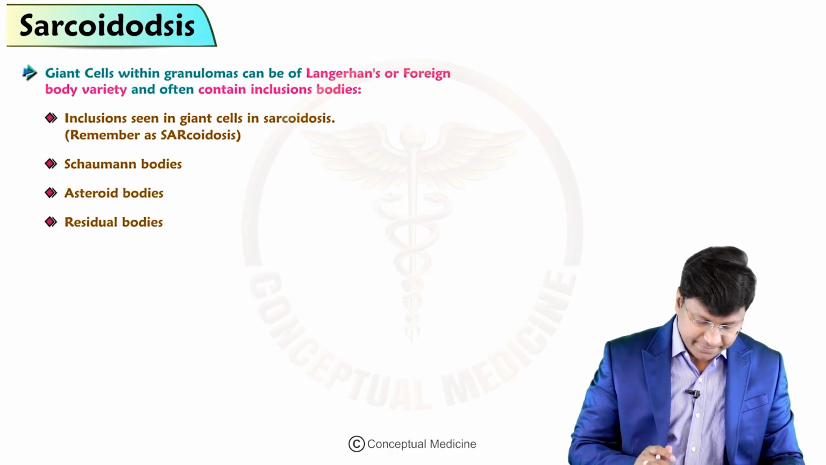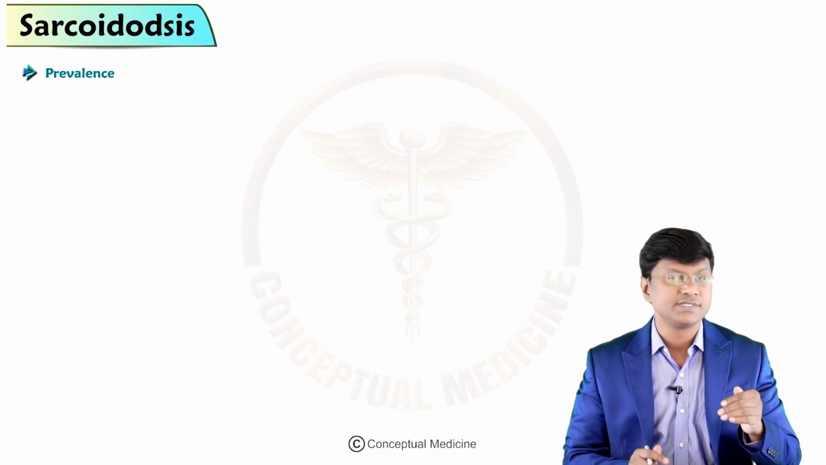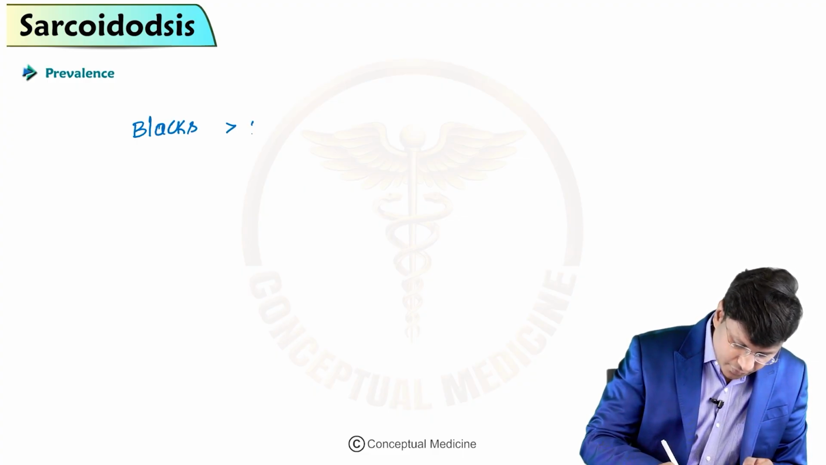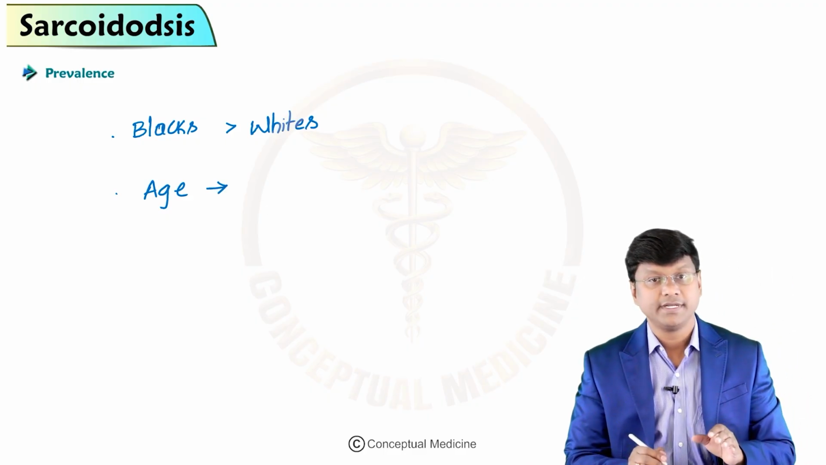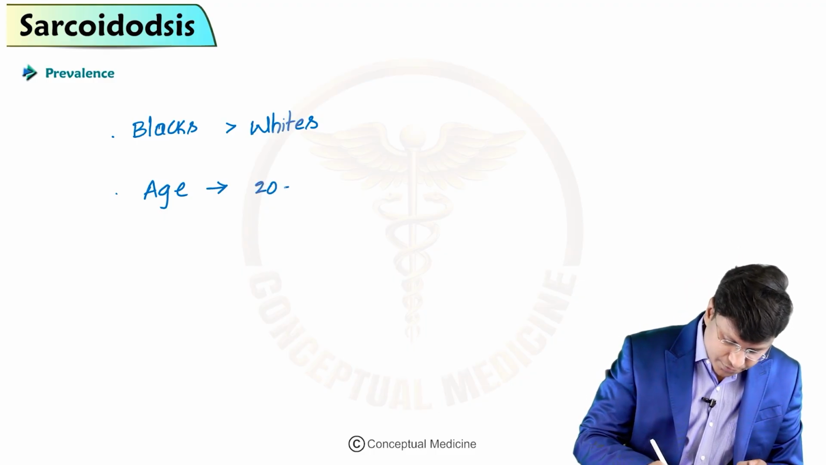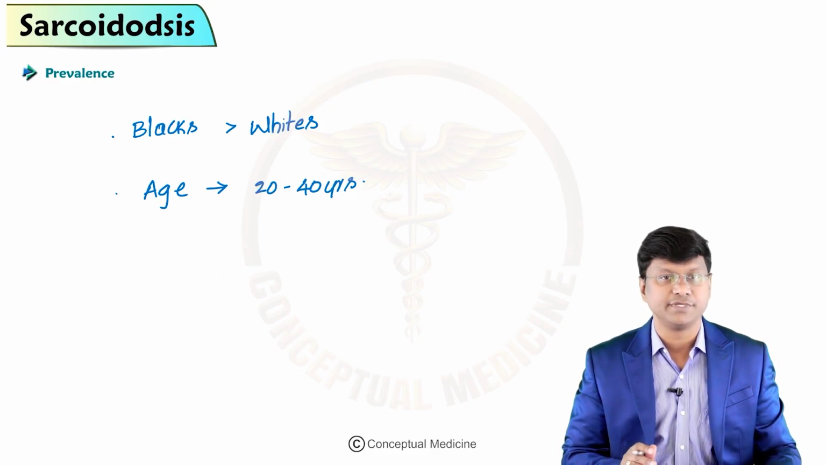If you take the prevalence of sarcoidosis, there is increased incidence among blacks compared to whites. And the age group most commonly affected is around the 2nd to 4th decade of life, that is between 20 to 40 years of age.